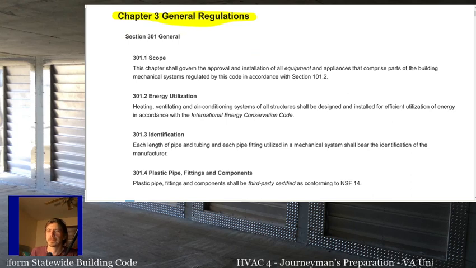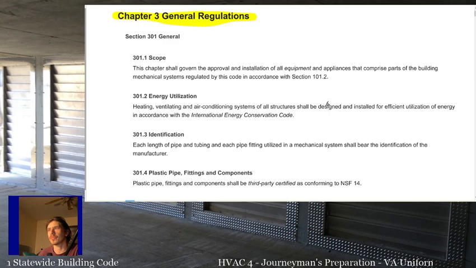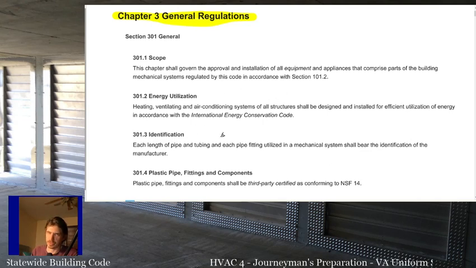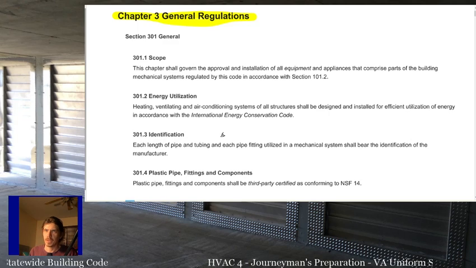All right, so chapter 3 governs the approval and installation of all equipment and appliances that comprise parts of a building mechanical system regulated by this code in accordance with section 101.2, which is just administration. Heating, ventilation, and air conditioning systems of all structures need to be designed for efficient energy utilization in accordance with the Energy Conservation Code. So that means you need to understand what's in the Energy Conservation Code too, because some of those things may apply to what's in this code.